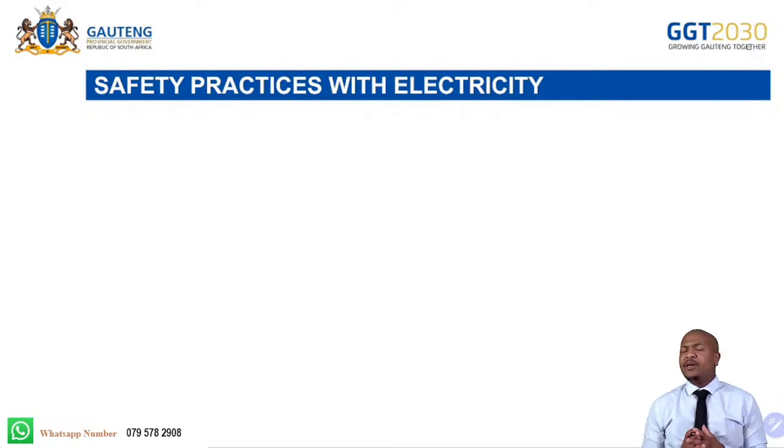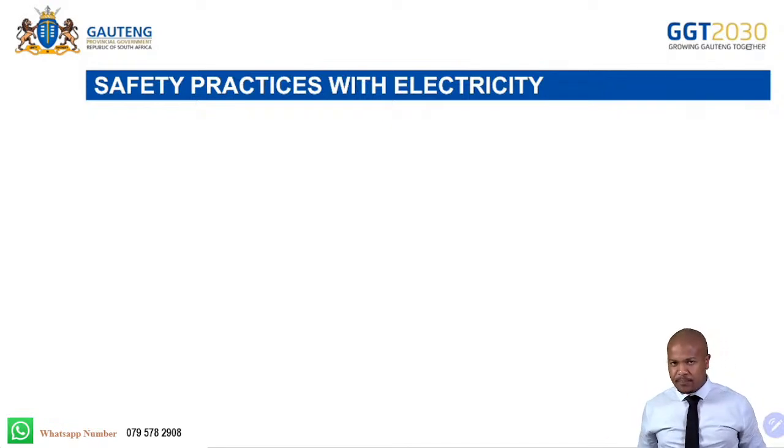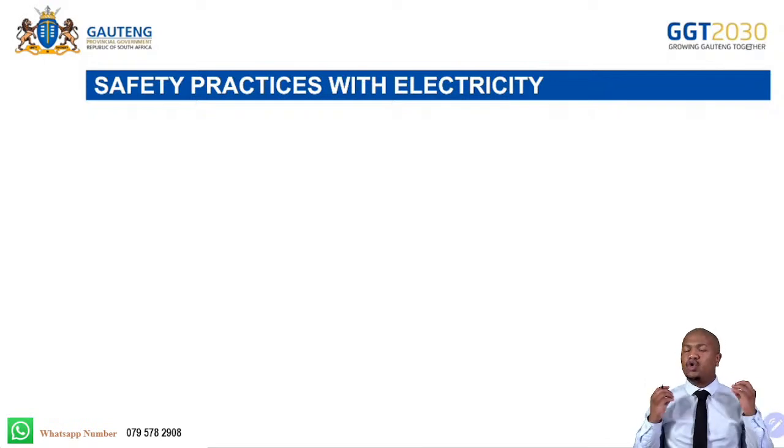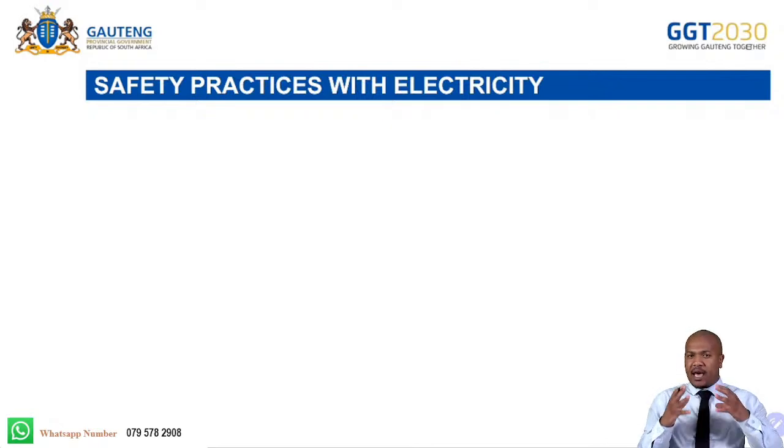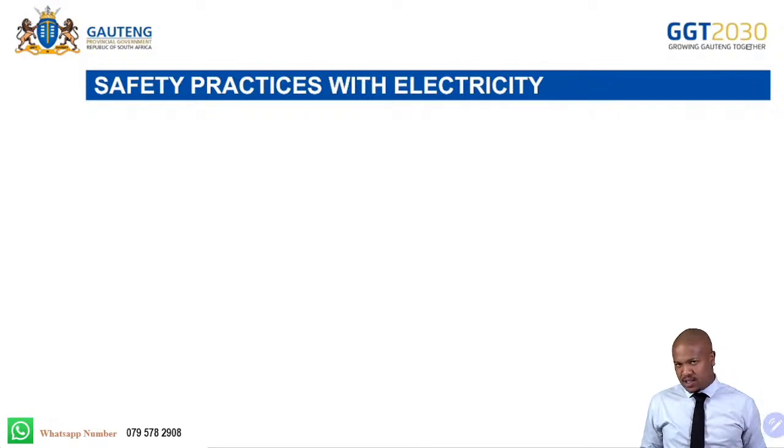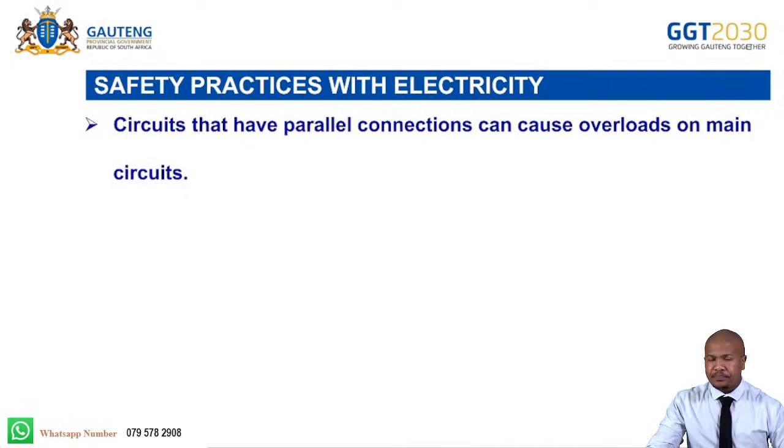So now we've been talking about series circuits, parallel circuits, looking at the flow of electric charge, how it branches and how it differs from series and parallel circuits, and the advantages between the two circuits. Now it's time for us to focus on the safety practices when handling electricity. So why do we need to be cautious of these practices? This is because of what?